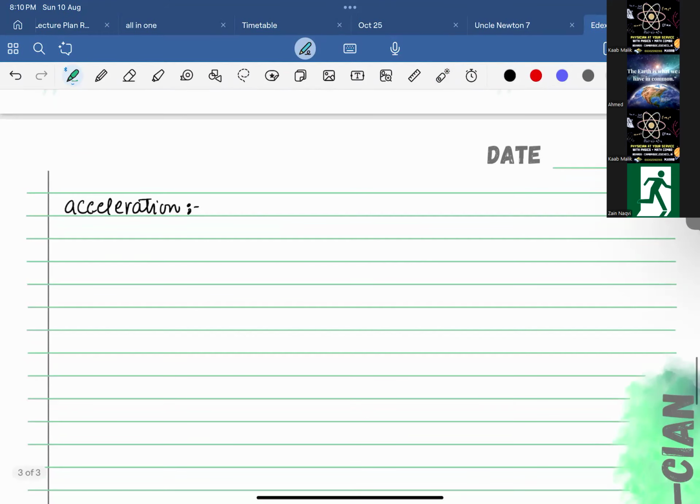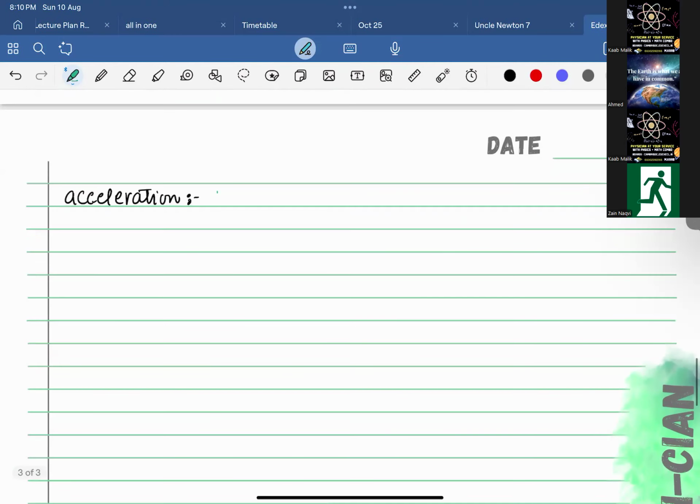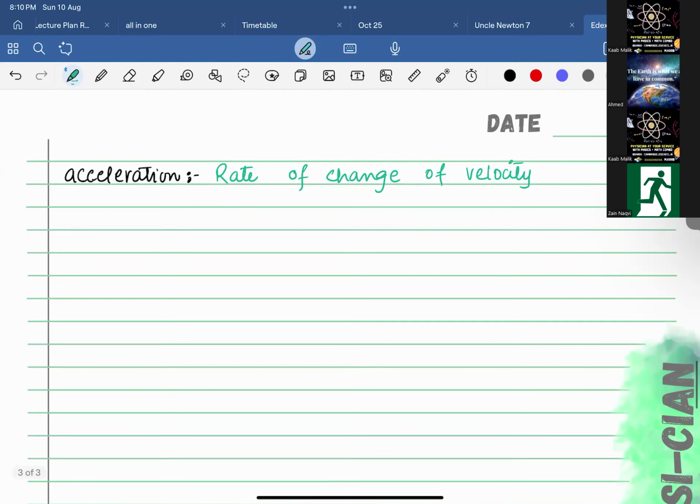Can we say rate of change of velocity per unit time? No. Why? Because rate already means divided by time. Oh, okay, fine. So rate of change of velocity. Or you can write change in velocity per unit time. You can say it in one of the two ways, but don't mix the two definitions together, okay?